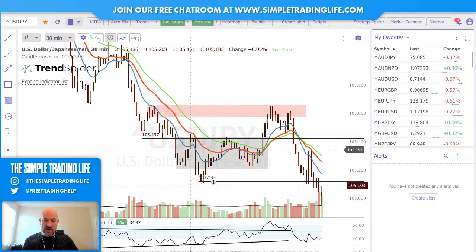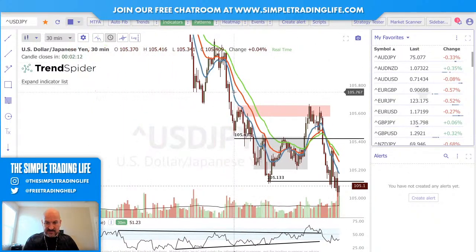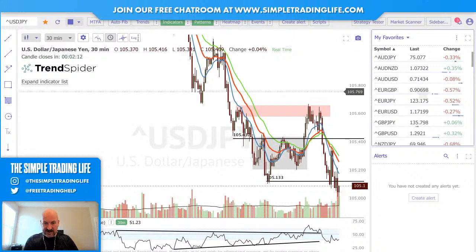Okay, I already had it marked. I had it marked before price ever got there. You see it just barely got below and then boom, big bounce. And now it's still trying to go lower, right? So maybe we're starting or continuing this bigger downtrend, right?